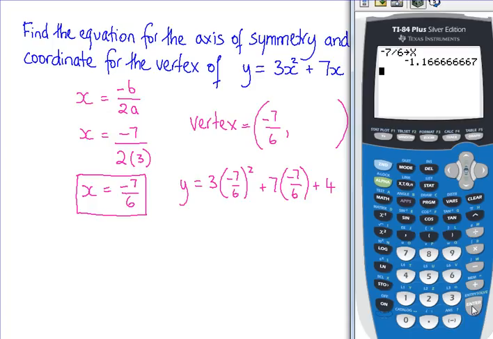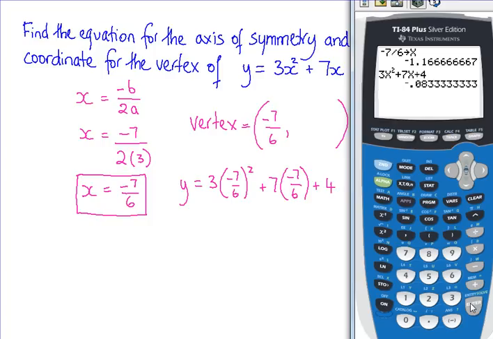And now the next thing I have to do is just write my equation. So it's 3x squared plus 7x plus 4. Okay, and when I hit enter, the calculator is automatically going to do the substitution for us and tell us the value for y. There we go.